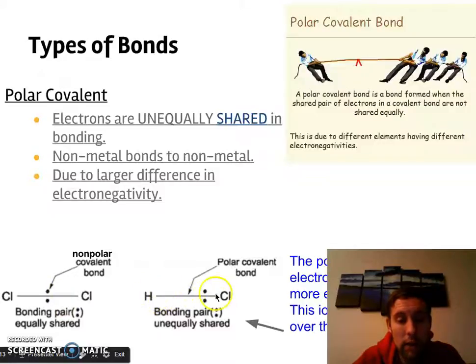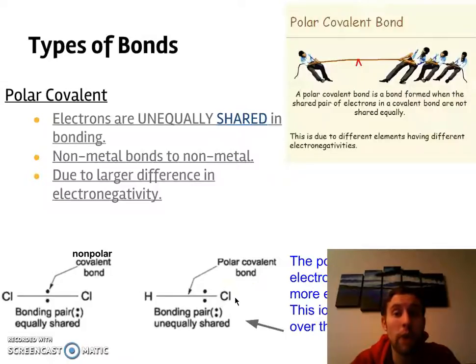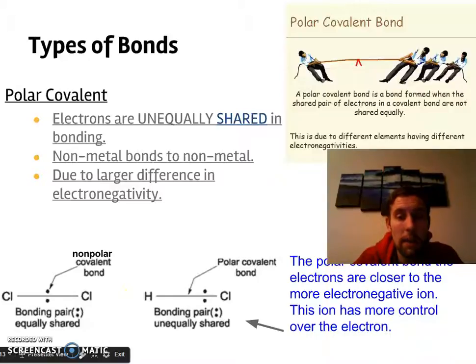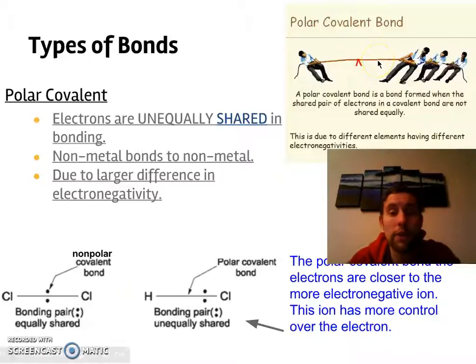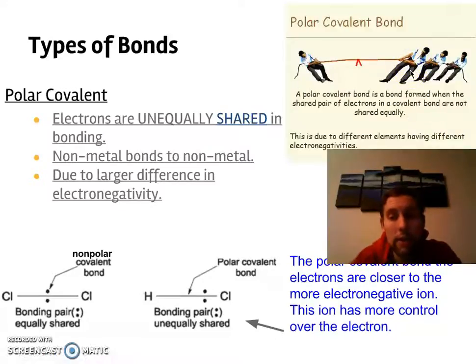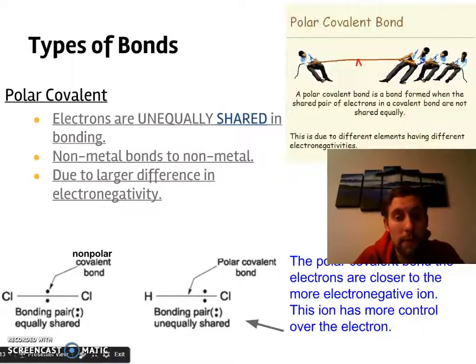They have the exact same electronegativities. But in HCl, chlorine's got a higher electronegativity than hydrogen does. So the electrons are closer to chlorine. They spend more time over here. Chlorine's got more of a pull, more of the control of the electrons than hydrogen does. It's kind of like a tug of war, one person versus 3 people, but neither one can quite win out. This red line is going to spend more time and be closer to the side with 3 people on it than the one with 1 person on it.